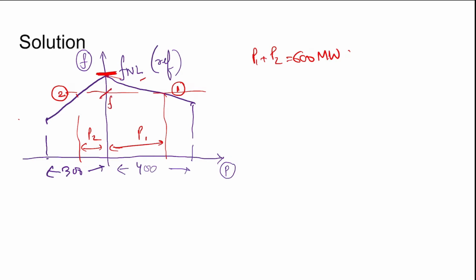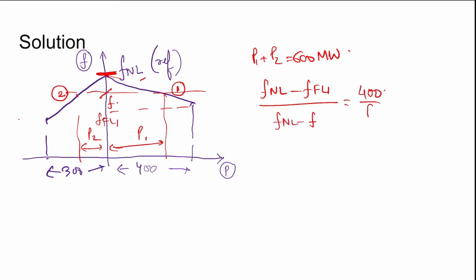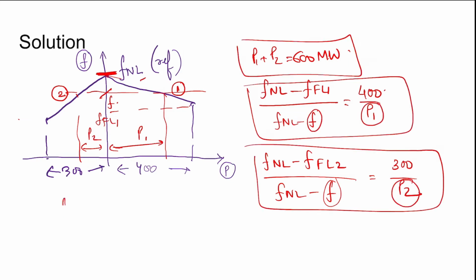If the operating frequency is F, then I can write F no load minus F full load 1, because F no load is the same for both machines, divided by F no load minus F, equal to 400 divided by P1. Similarly, F no load minus F full load 2 divided by F no load minus F equals 300 by P2. It is given in the question that the regulations are 4% and 6%.